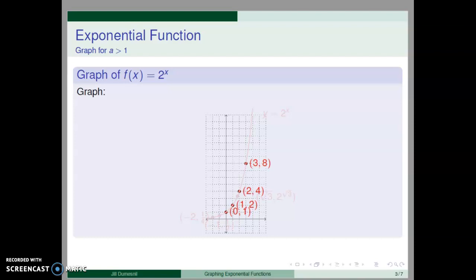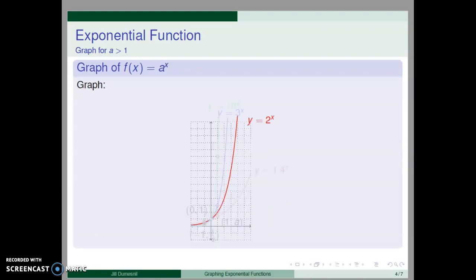We plot some points with negative values of x as well. We have the point -1, a half, and the point -2, a fourth. If that isn't enough points to sketch the graph, we can add in points like √3, 2 to the √3 by approximating 2 to the √3 with approximately 3.321997 as in the previous video. At any rate, we can connect the dots to sketch the graph of the exponential function with base 2.